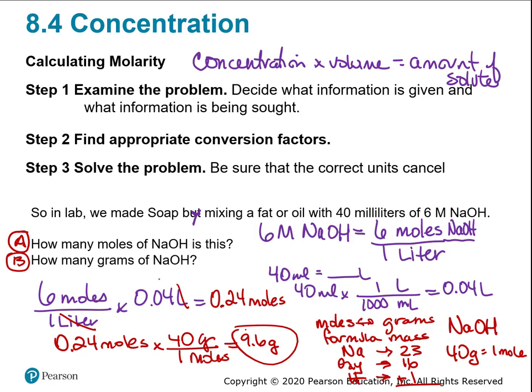If you have molarity, you've really got two things you have to do. You first have to do concentration times volume. Then you have to convert from moles to grams, and you need to use the formula mass to do that.